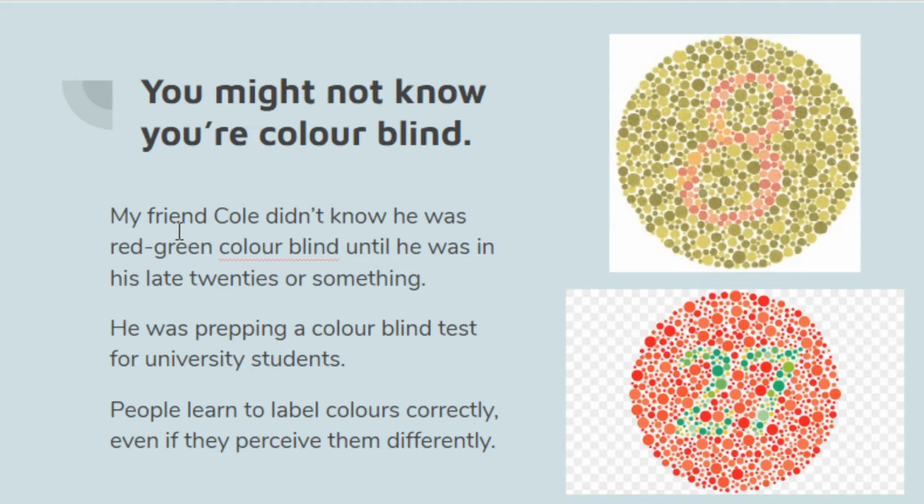So they learn to label colors correctly, but they perceive them differently, which is a really kind of strange thing to think about. My friend Cole didn't know he was red-green colorblind until he was in his late 20s or maybe early 30s. I can't really remember when. He was teaching or TAing a university course, and he was preparing a colorblind test, the one you see on the right here.